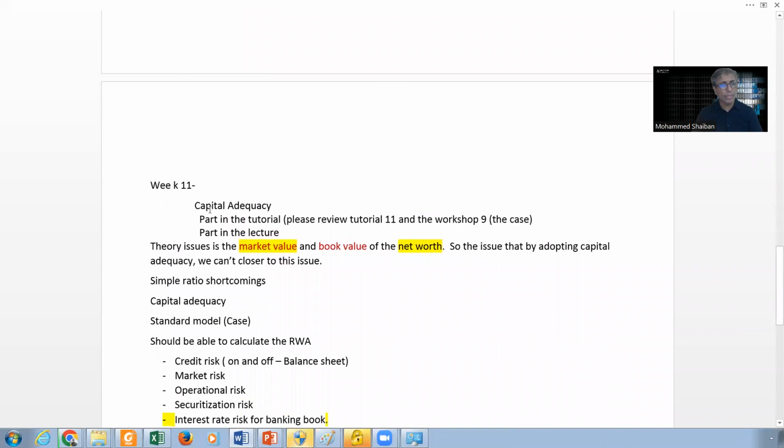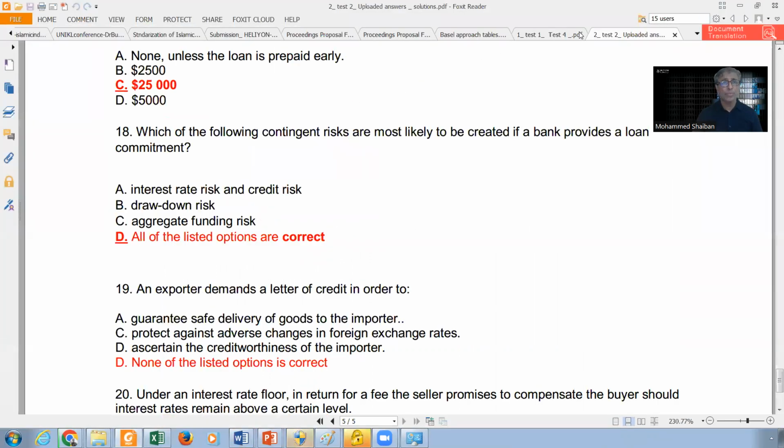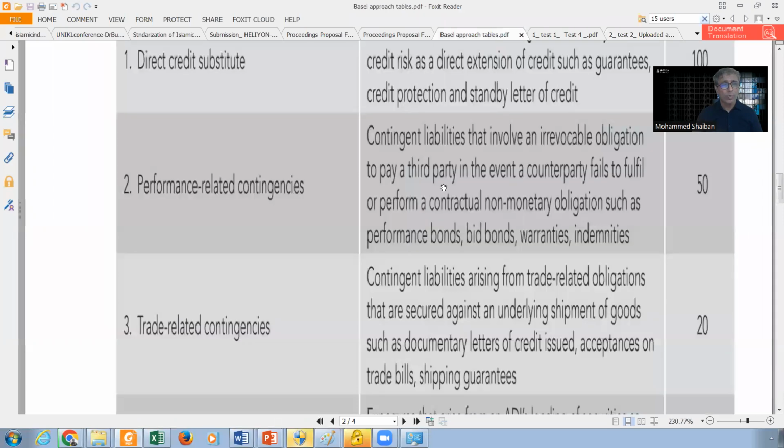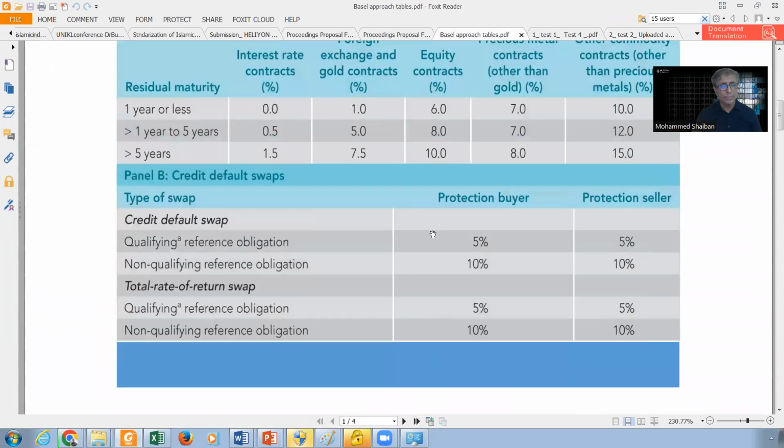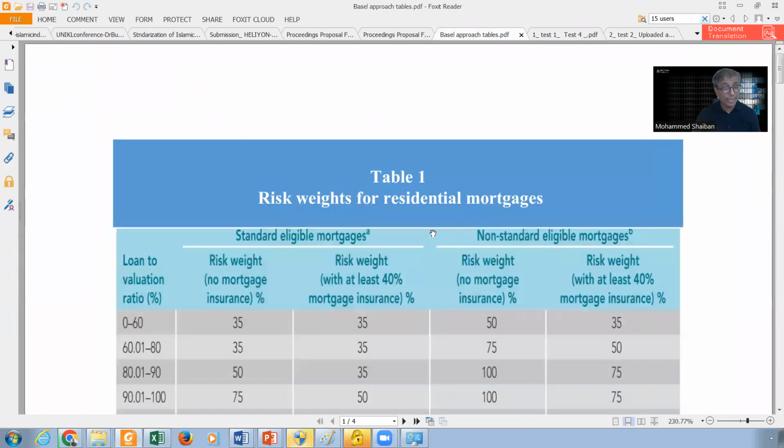Week 11, we talked about capital adequacy. Now, capital adequacy, please, I want you to be aware when you come to the exam, because most of the problems are coming from week 11, which is 10 problems. So when you come in the test, you have to be first aware how to use those tables, table 1 to table 5. And how can you do that? You can do that only if you exercise the workshop problem, the case problem, the tutorial problems, and the old test. You will need to use those tables.